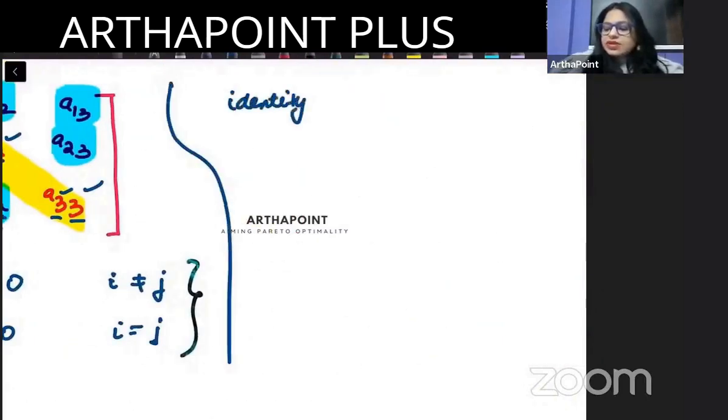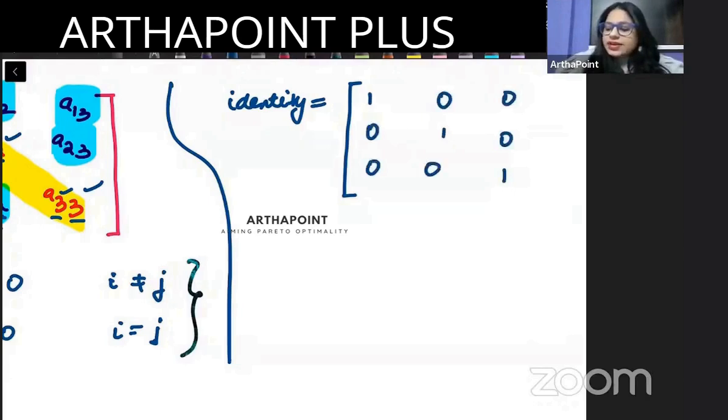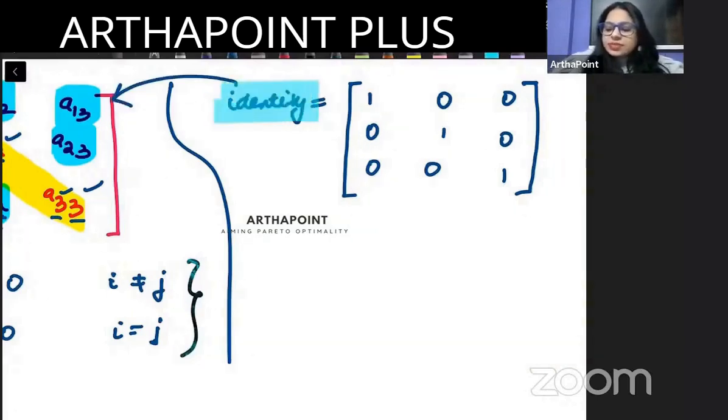So what does an identity matrix become? It's a kind of diagonal matrix, but these diagonal elements are exactly 1. I will not accept any other value; then it will become an identity matrix. So if it is 4, suppose, then it is a diagonal matrix. But if all the diagonals are exactly 1, then it becomes an identity matrix.